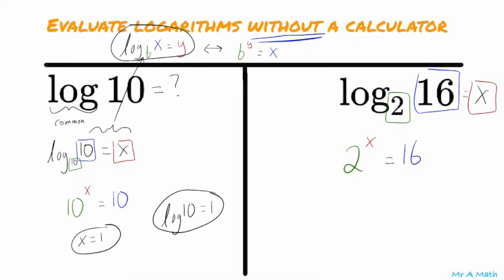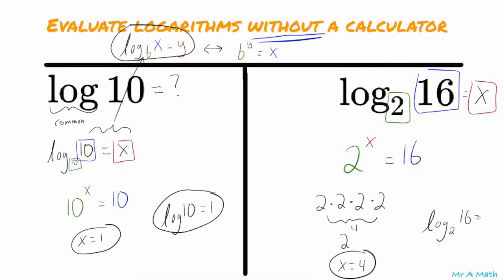And now we can do a little bit of mental math. I'm just going to write this out just to explain it. It's 2 times 2, that's 4, times 2, that's 8, times 2, that's 16. So that means this is 2 to the 4th power, which means that my x is equal to 4. And then we can write our conclusion and say that log base 2 of 16 is ultimately equal to 4. And you can check that on your calculator. You can do log base 2 of 16, and you'll find out that it is equal to 4.